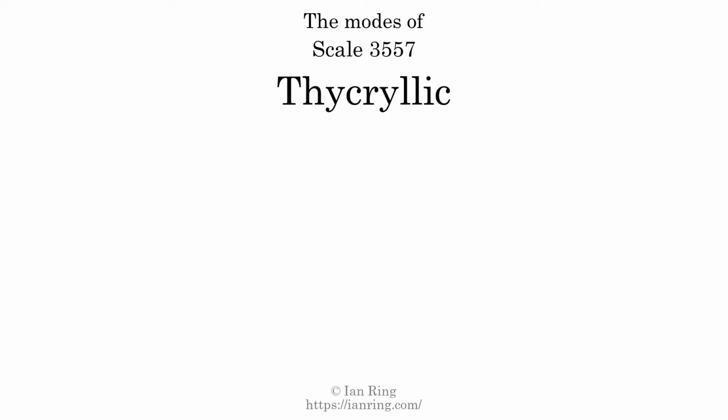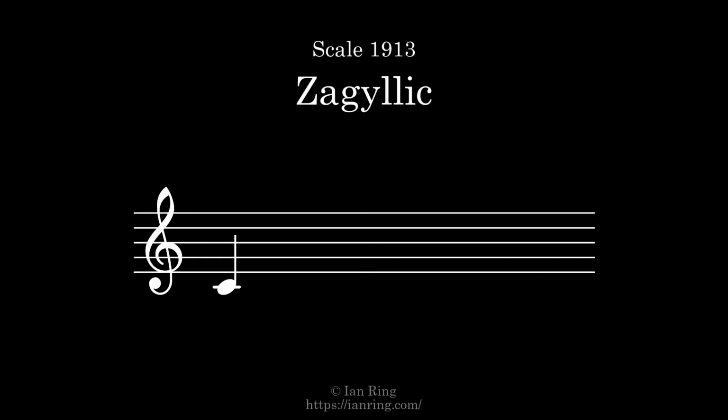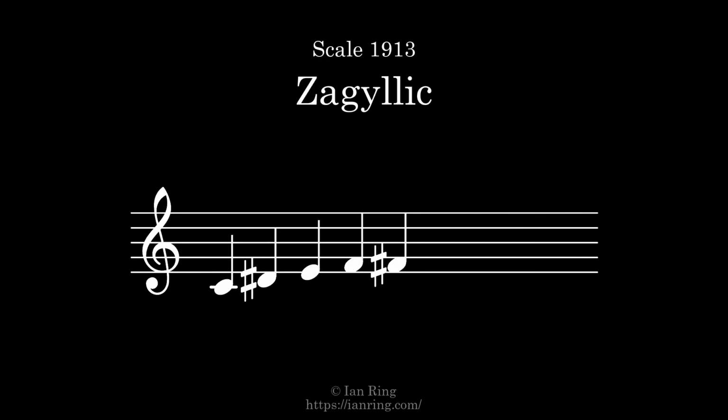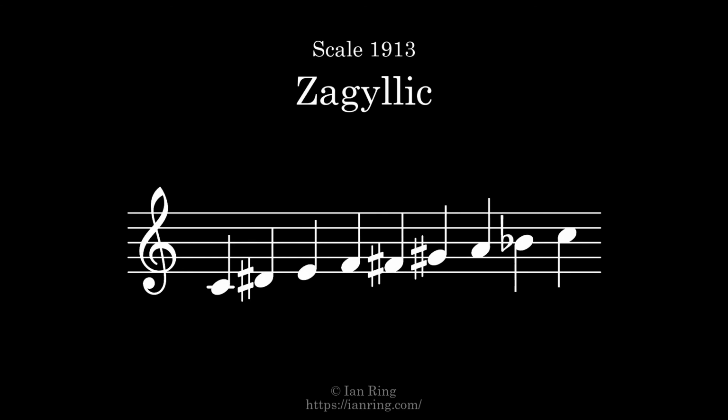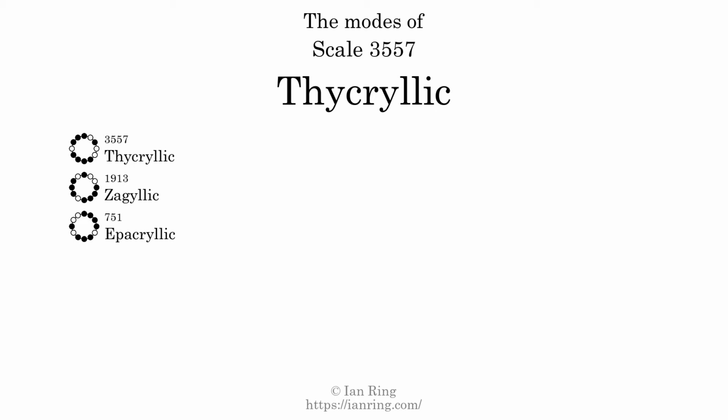This scale has 8 modes. The first mode is itself. The second mode is scale 1913, also known as Thycryllic. It sounds like this. The third mode is scale 751, also known as Imperfections. It sounds like this.